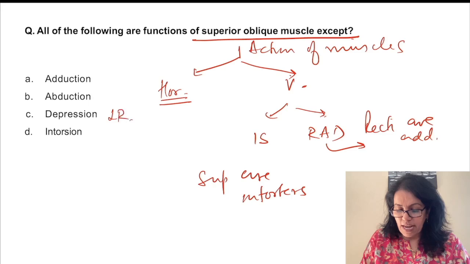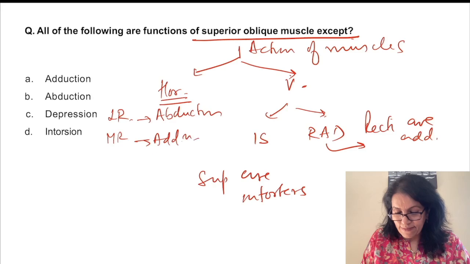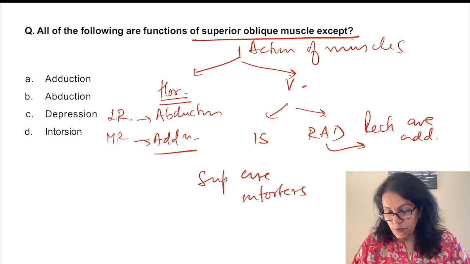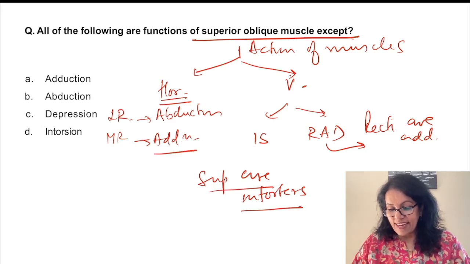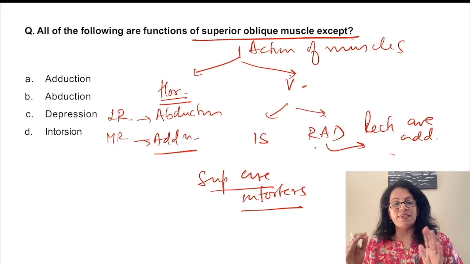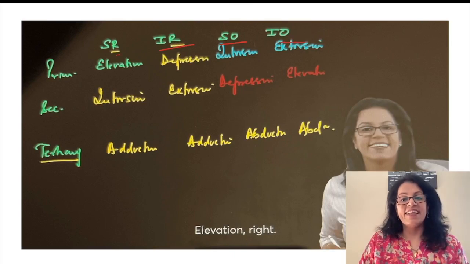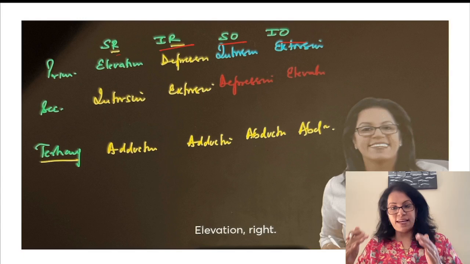We have two muscles, lateral rectus and medial rectus. Lateral rectus, abduction; medial rectus, adduction. Correct? Then we have SIN and RAD: superiors are intorters and recti adductors. Once we know this, we are going to write a chart. So superior rectus, inferior rectus, superior oblique, inferior oblique. Now think with me. How to learn the actions of muscles?